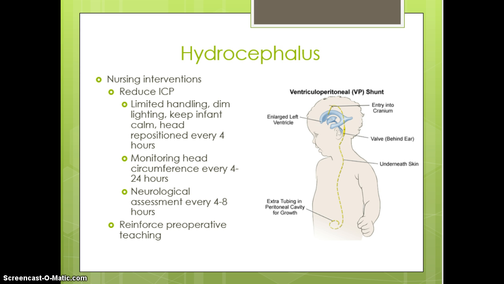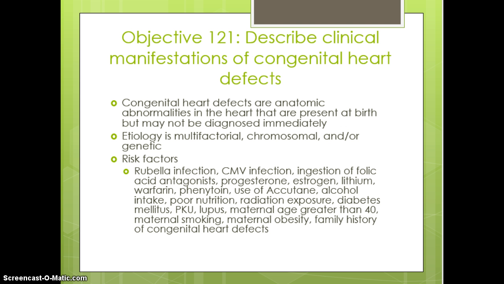Our goal is to reduce that pressure until the ventriculoperitoneal shunt can be put in. So elevate the head of the crib, keep the noise down, keep the environment calm, and reposition the baby only about every 4 hours, because the more we adjust them, the more pressure it causes to their brain. A nice, quiet, calm environment is important. Do serial head circumferences and neurologic checks, and reinforce preoperative and postoperative teaching once the shunt has been placed.